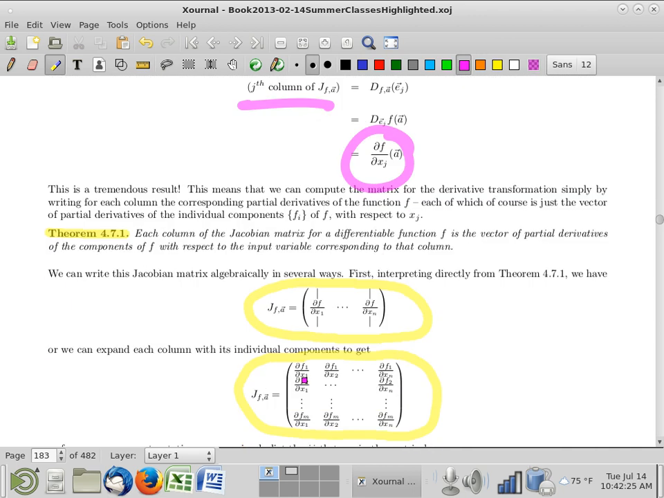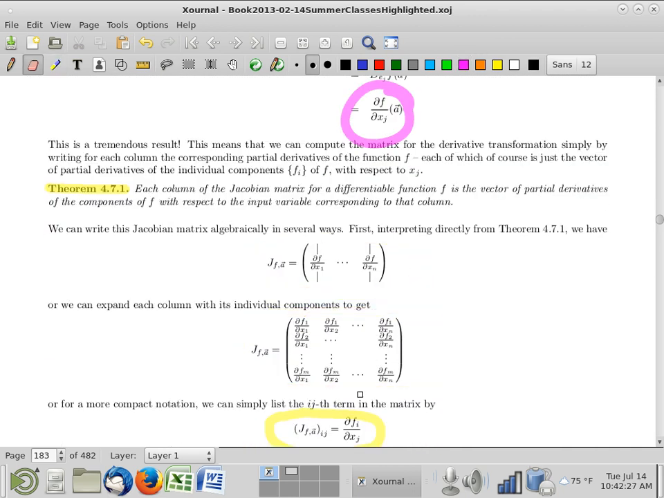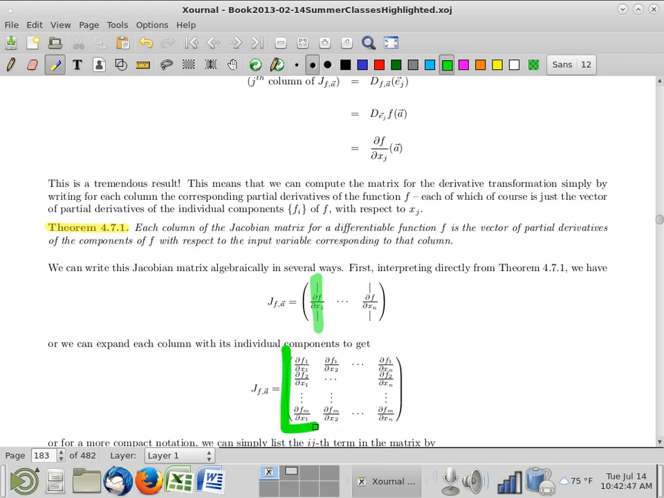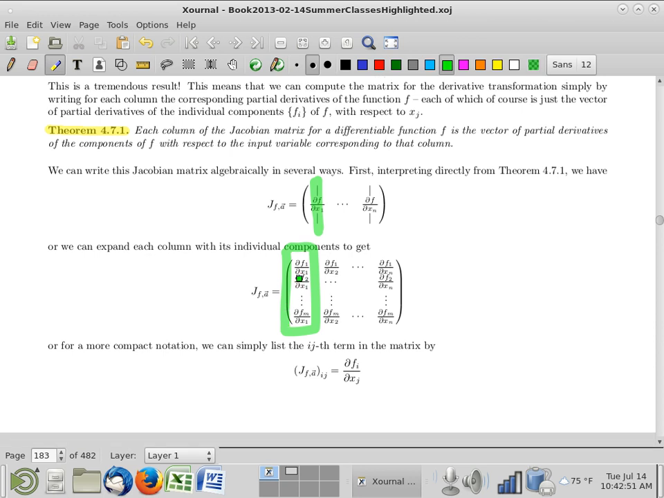So we get this formula here. There's your Jacobian matrix, and one at a time, the columns are the partial derivatives of the function in question. And don't forget that the way you compute a partial derivative of a vector-valued function is by taking the partials one component at a time. Let me zoom in on that to make that easier to read.